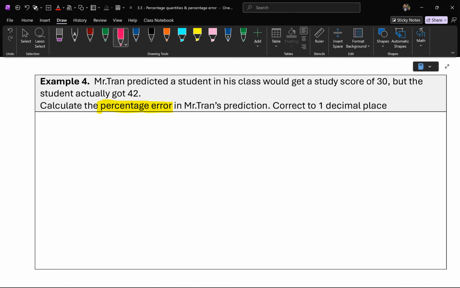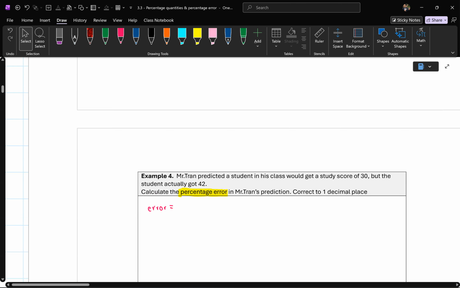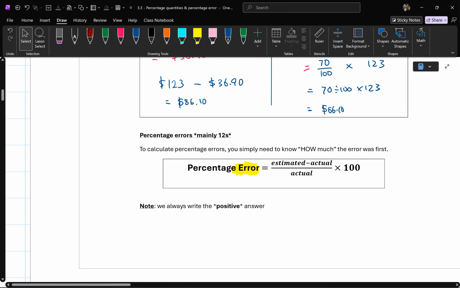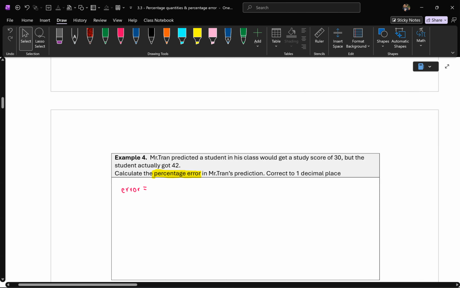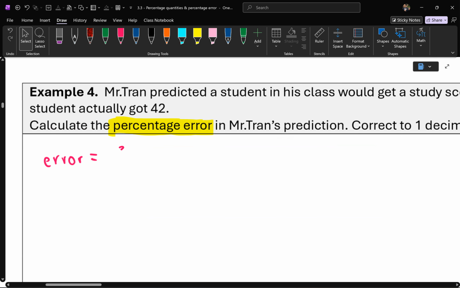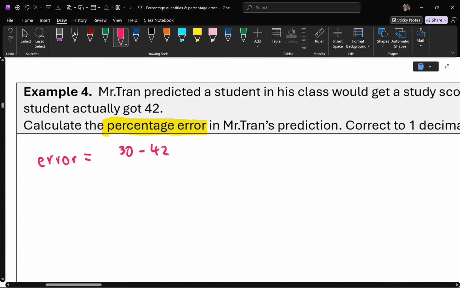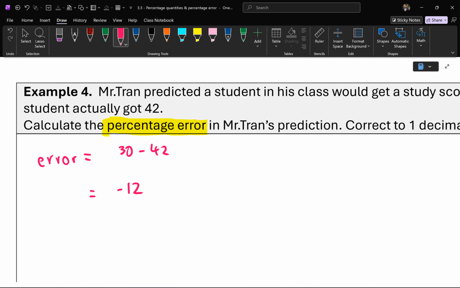So here, let's work out my error. How much of an error have I made? 12. Very good. Now, in the formula, it's what I guessed minus what you actually got. So I guessed you'd get 30, but you actually got 42. So what kind of error did I make? 30 minus 42. It is 12, but it's negative 12 because I underestimated you. So the negative means underestimation, right?